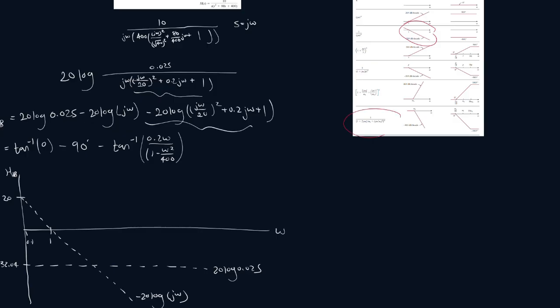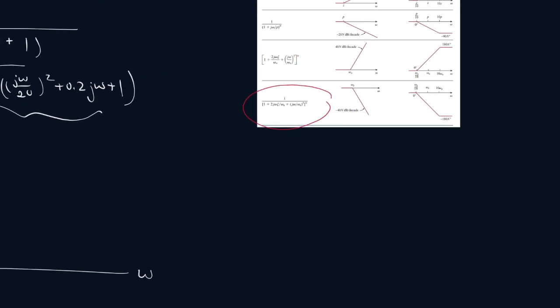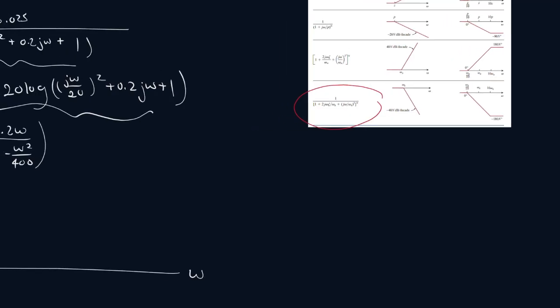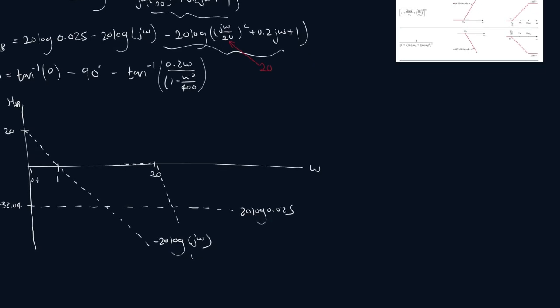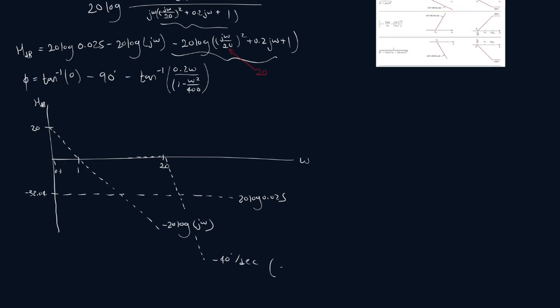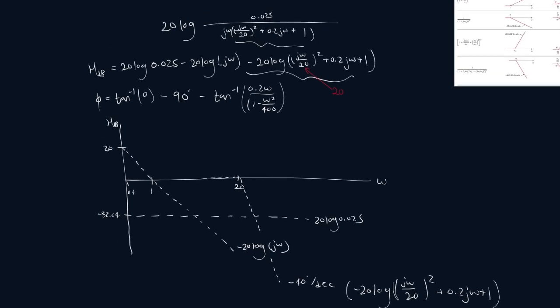Okay, now the next one is this whole long thing. It can be represented by this one because that's the one that matches closest. So it breaks at wk, which is whatever's being divided by jw in the square bracket. So it's going to be 20 in this case. At 20, we do this, and then we go down like that. We have a slope of minus 40 dB per decade instead of minus 20. And this is just minus 20 log of jw over 20 squared plus 0.2 jw plus 1. Okay, and now we can draw our Bode plots.